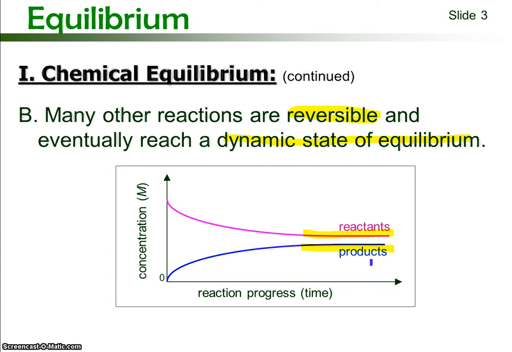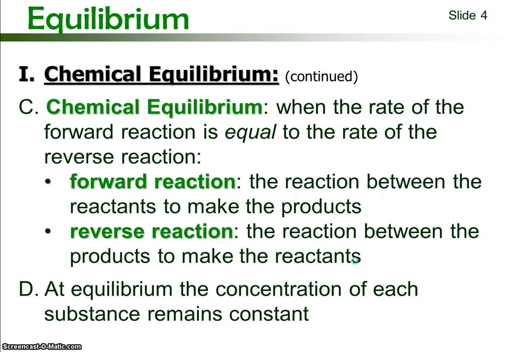It means that the rates are equal, and we see that in our graph in that if the rate of the reactants being used stays constant, and the rate of the products being made is constant, and there's recycling going on where the products are remaking the reactants, then we see that the amount of reactants and products stays constant over time. So let's write down these definitions here.